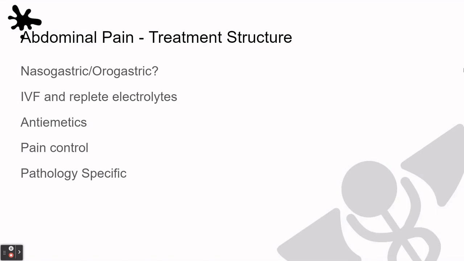As far as treatment structure, consider if you need to do an NG or an OG if you need to decompress them if there's some kind of obstruction. Give them some fluids because they're probably losing fluids. You're probably gonna have to replete some electrolytes. Antiemetics, right? Give them some Zofran if they need it. Pain control. Sometimes, especially in the ER, we get really excited about the pathology or just honestly busy. We order all the tests and then we forget about things like pain control. And then the rest, of course, being pathology specific.